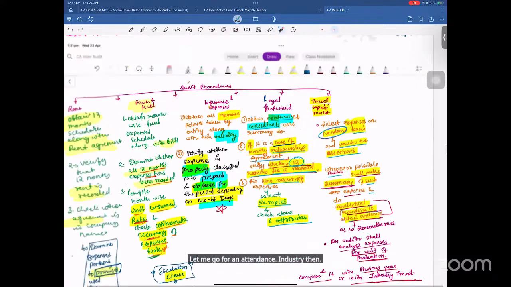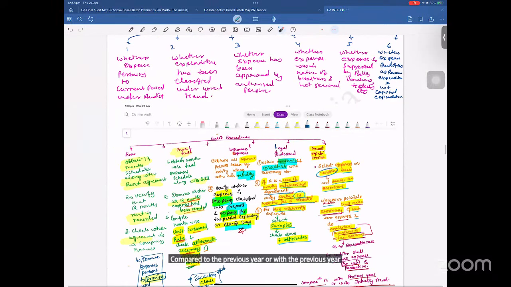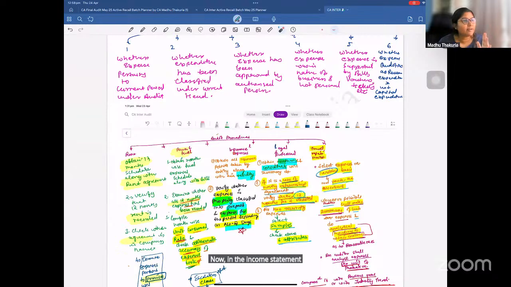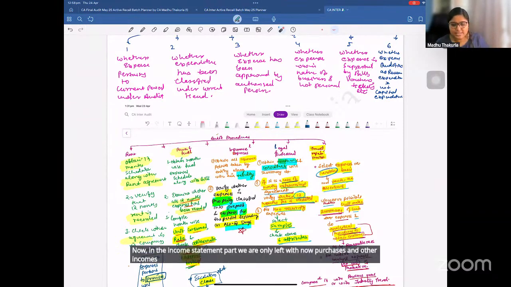with the present industry trend. Now in the income statement part, we are only left with purchases and other incomes, right? And then special sales cases.